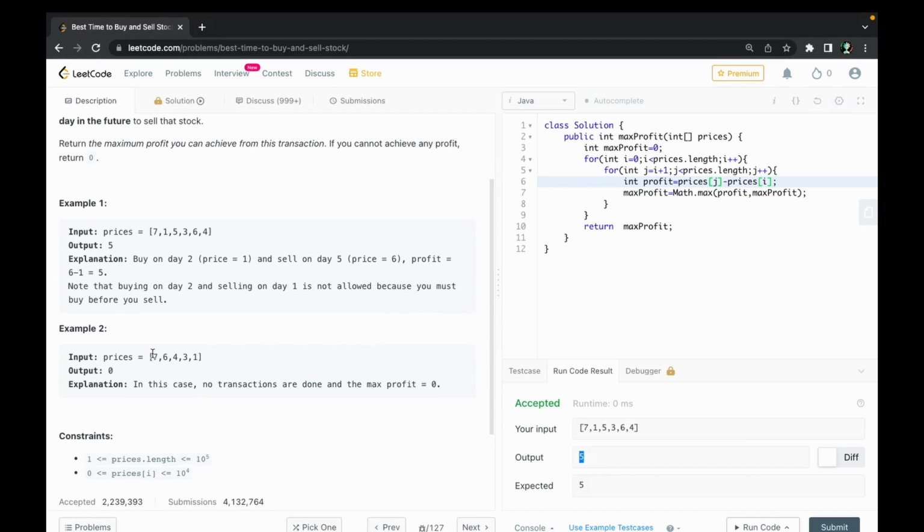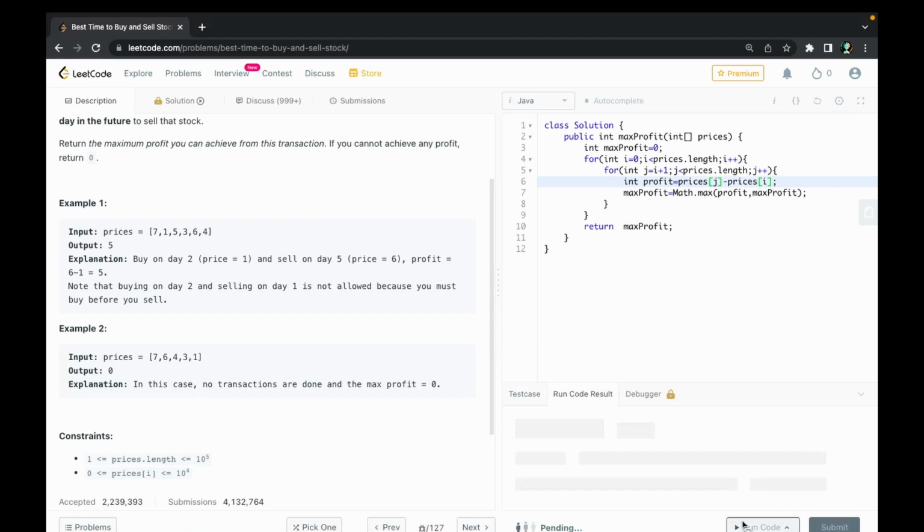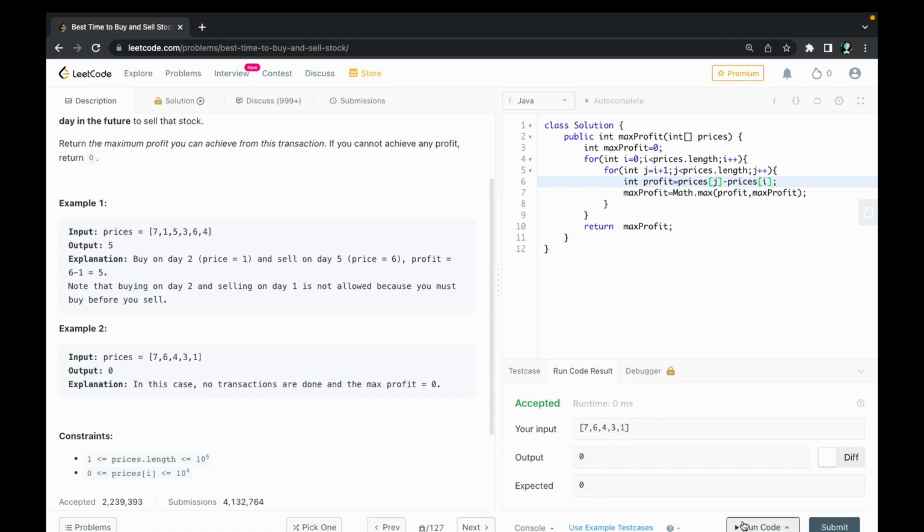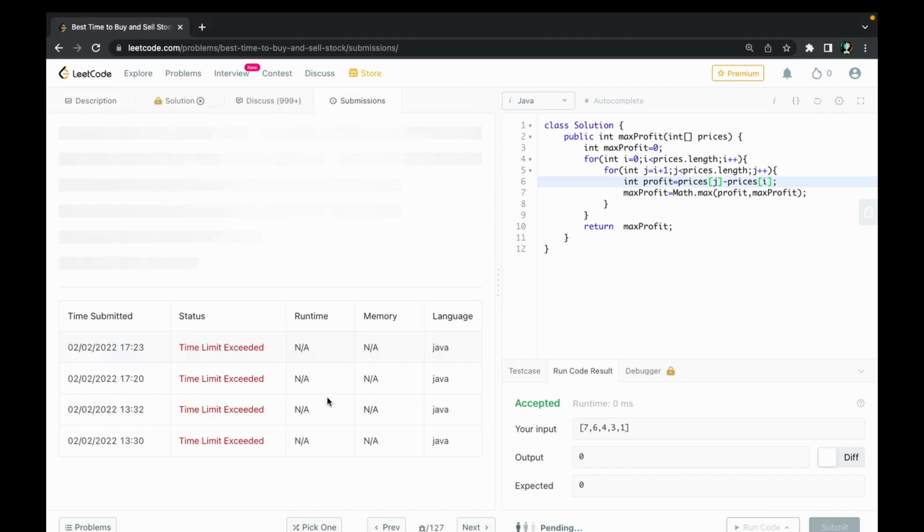Now let's try this test case and run it. Yeah, we are again getting the right answer. So now let's try to submit this.